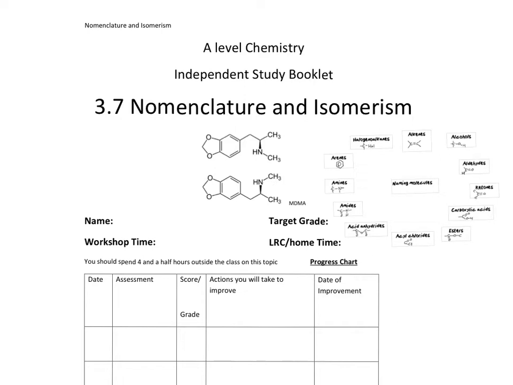In this little video we're going to look at how we name compounds, and that's nomenclature, which basically means naming organic molecules. We've done this already with our alkanes, halogenoalkanes, alkenes and alcohols using the IUPAC nomenclature. In the next video we're going to look at isomerism, but we're going to focus in this video on nomenclature.